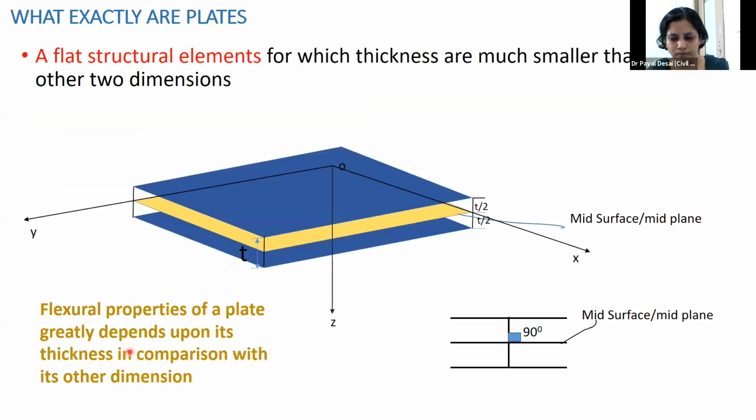Now we enter into the theoretical development. I have again shown the diagram of the plate with axes x, y, and z. The geometrical definition of this plate is that it is a flat structural element. Of course, I keep repeating this parameter: the thickness is much smaller as compared to the other two dimensions.